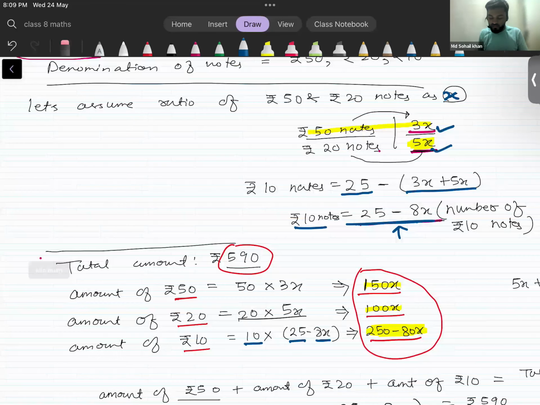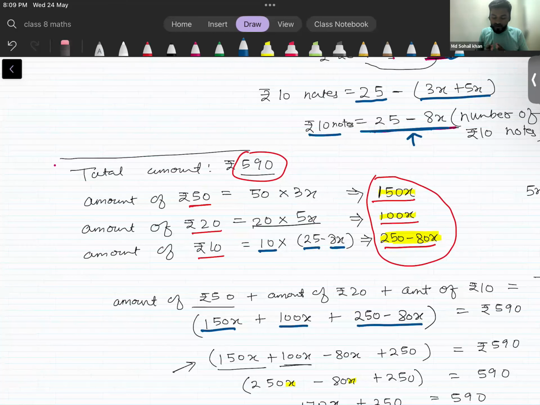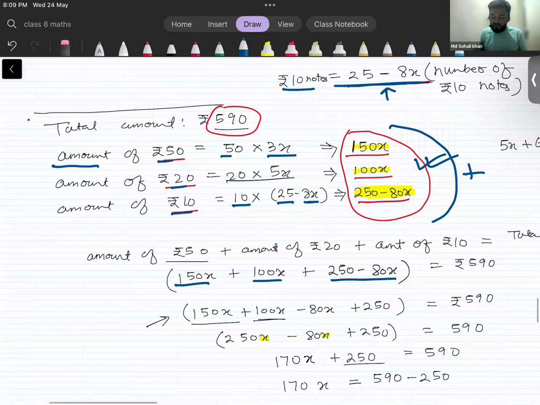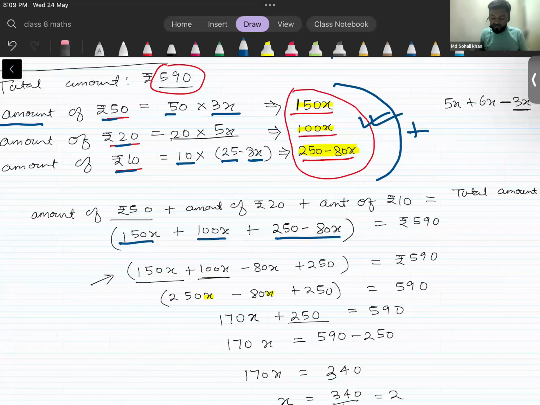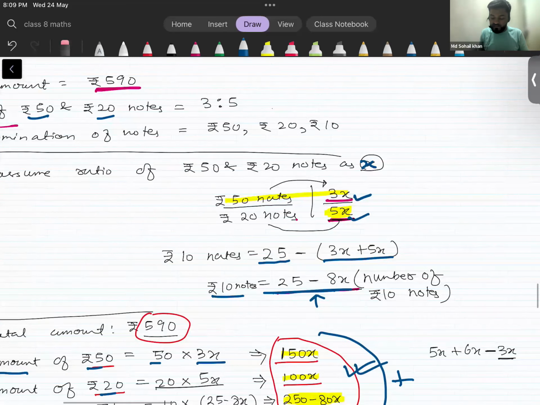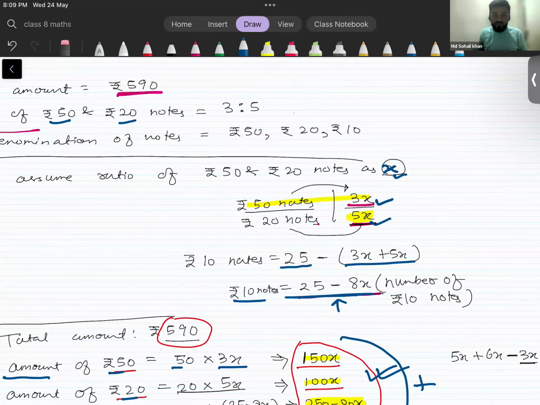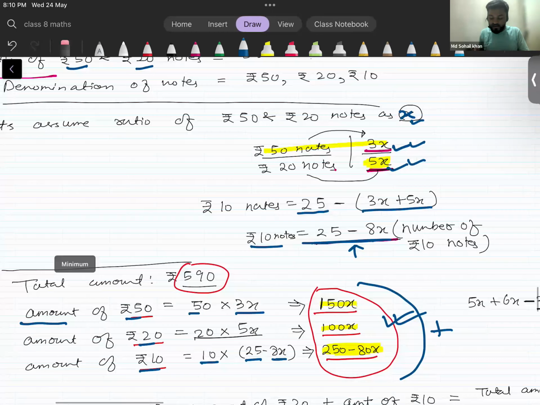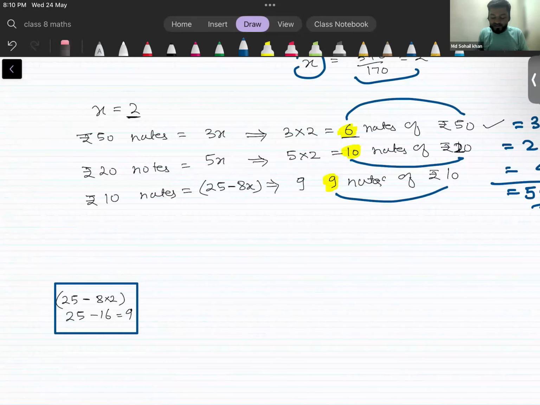Now, in order to calculate my answer, I found the amount of rupees 50, rupees 20, and rupees 10 notes by multiplying the given value with their number. Then I added these three values and equated it to the total amount given in the question, that was 590. At last I got the value of x, that is 20. Since we assumed the numbers of the different notes to be 3x, 5x, and 25 minus 8x, I put in the value of x and found the number of these three different notes. So that's how we solved the question.